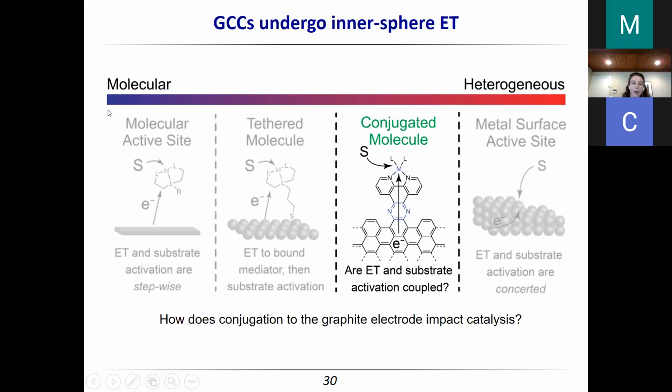Okay, so let me take you back to this first slide that I showed you at the beginning of this story, and note that in fact, it seems that electron transfer and substrate binding, in this case chloride, are coupled, and that our graphite conjugated sites are behaving like metal surface sites.